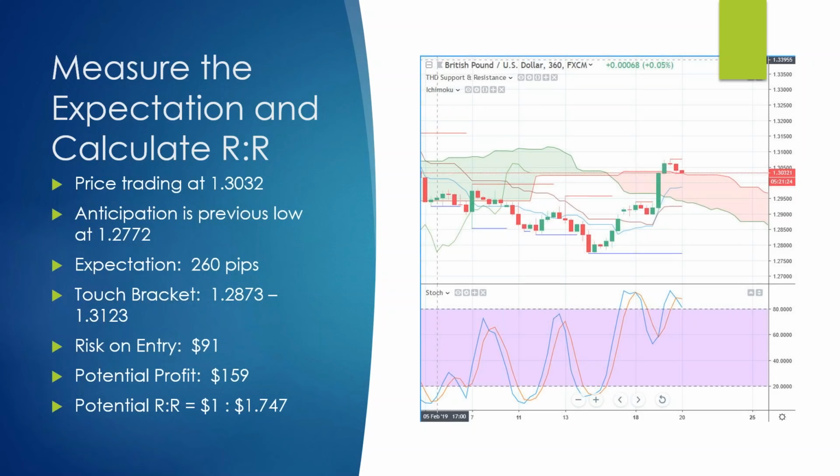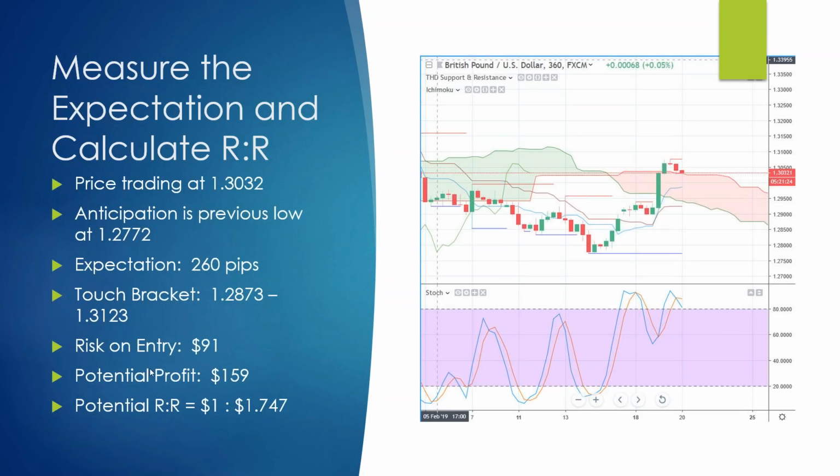So your risk in this example was $91. Your profit potential was $159. Your risk to reward was, for every $1 of risk, you would be able to capture, if it moved the entire width of the bracket, 1.74. And this is always what I look at, because let's say that the risk on this was 159 and the available profit was only 91, I'd probably bypass the trade, because I do measure my risk to reward on every single trade.